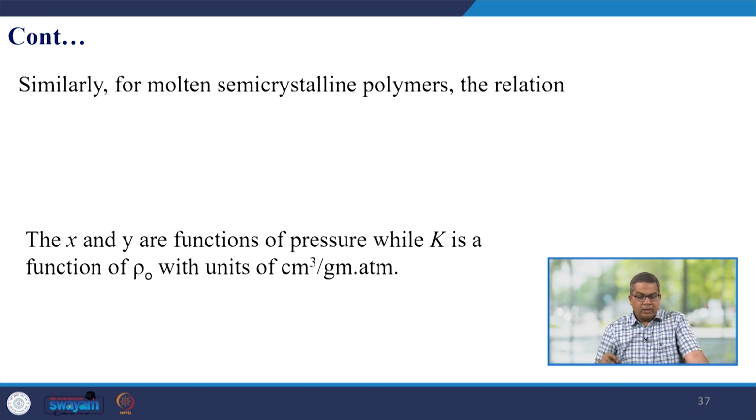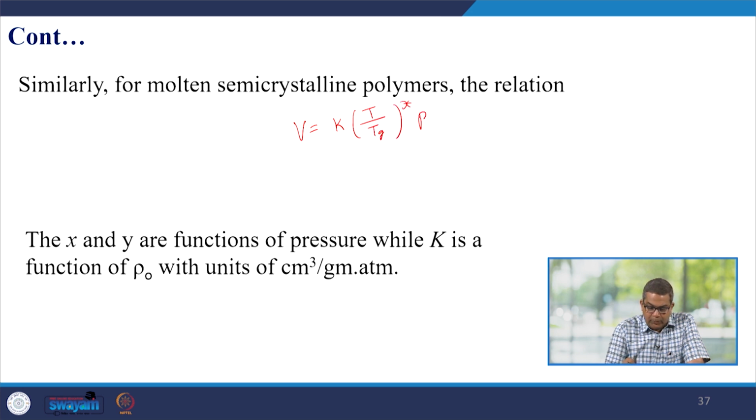Now, similarly, for molten semi-crystalline polymers, the relation can be represented as V = K (T/Tg)^x P^y. Here x and y are functions of pressure, while K is a function of ρ0, with units of centimeter cubed per gram per atmosphere.